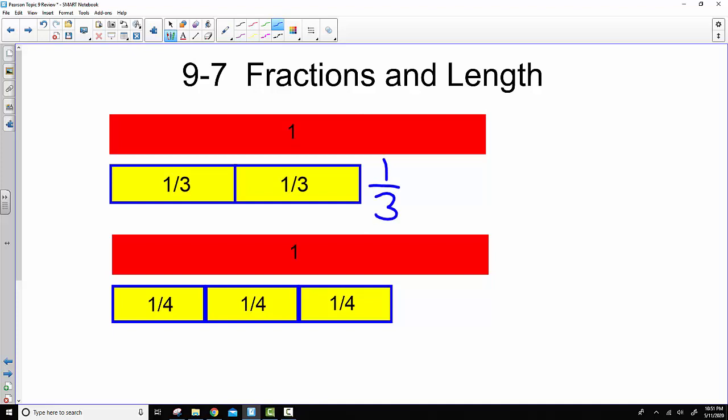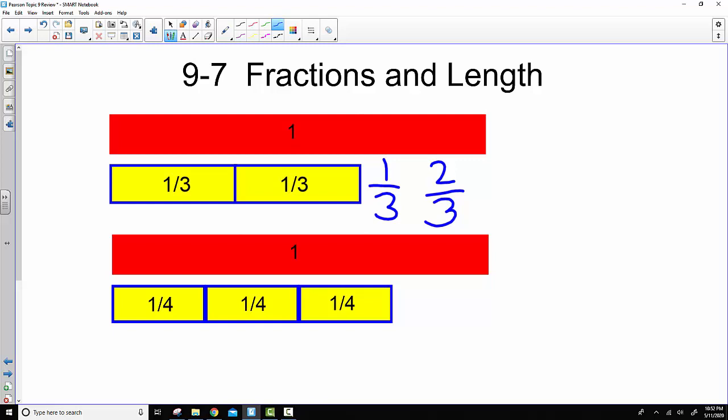But what's the whole length of this fractional strip? We can see there's 2 thirds. There are 2 1/3 parts. So the total length of this strip is 2/3. The yellow strip is 2/3 of the whole red strip.